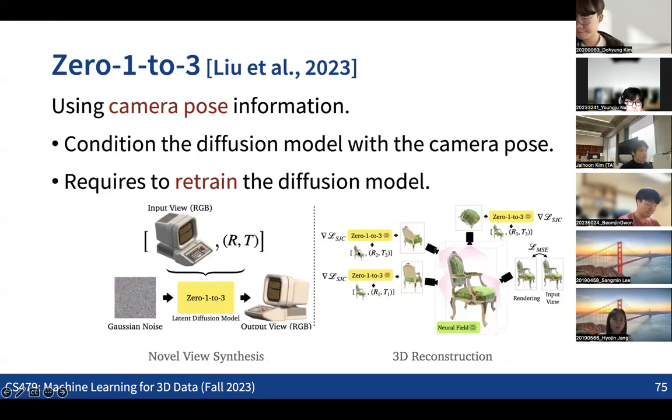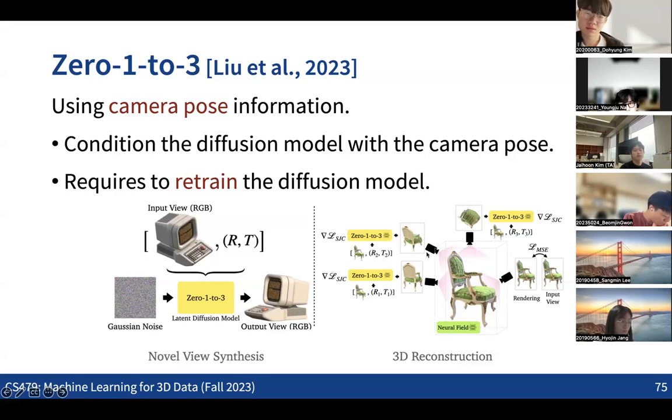For example, this is one example where we are utilizing camera pose information. When you have a single view image, we generate other view images using a diffusion model, which takes not only the source view image but also the camera pose information as well. By incorporating the camera pose information, we might be able to generate images that are more consistent across the different views.